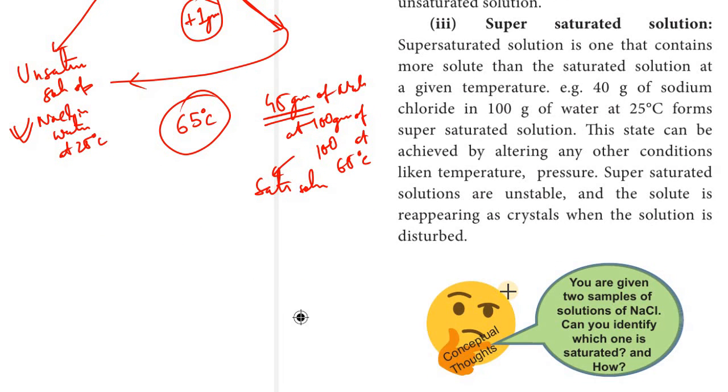Okay. Now you are given two samples of solutions of sodium chloride. Can you identify which one is saturated? Of course, if I keep on adding a little more salt, the solution where the salt will be seen at the bottom, I will say that previously that was my saturated solution. And the other case, where the salt gets dissolved after stirring with the spoon, I will say previously this was an unsaturated solution.